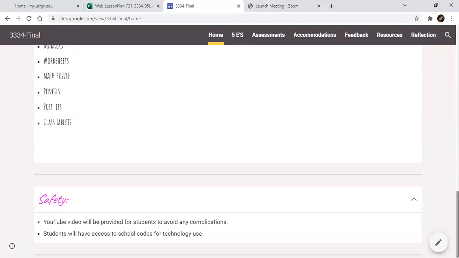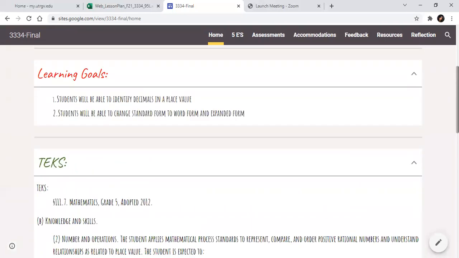And for our safety, in case of the technology that the students are using in class, they will be given assistance by the teacher. So for number 1, a YouTube video will be provided for students to avoid any complications. Number 2, students will have access to school codes for technology use. Okay, so that's my homepage.